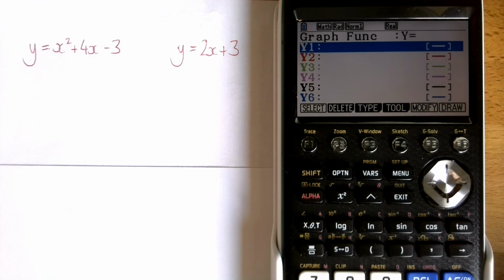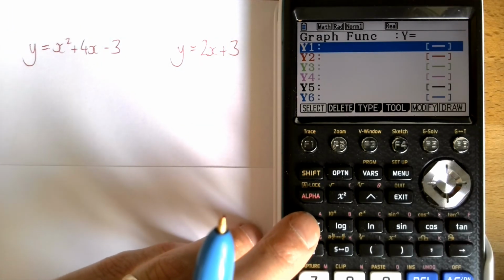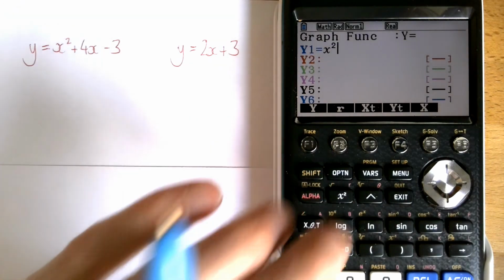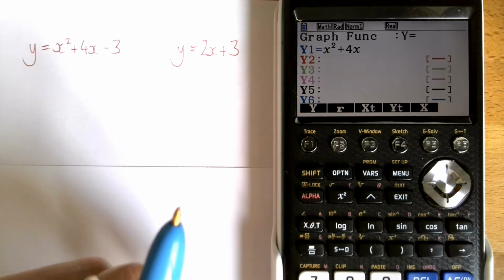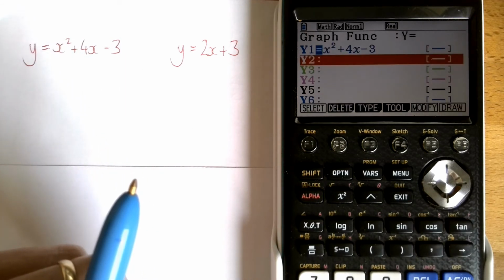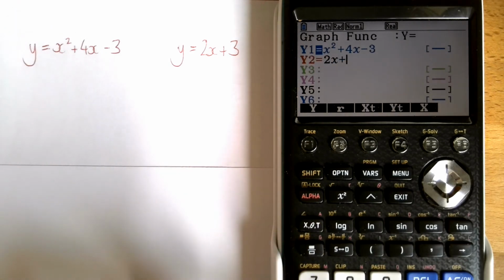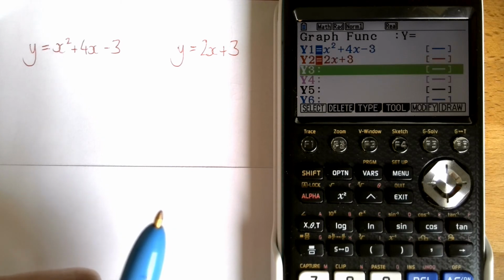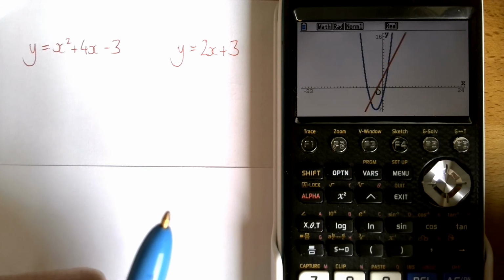Right, so I'm going to type in these two functions. This button here is the X key. That's how I do x. So it's much easier than on the other calculators where you have to do alpha bracket or something. So x squared plus 4x minus 3, and I just press EXE. It doesn't plot it at this point, just says, right, do you want to type in another one? I do. 2x plus 3. And now I want to draw it, so I press the draw button and it plots the two for me.